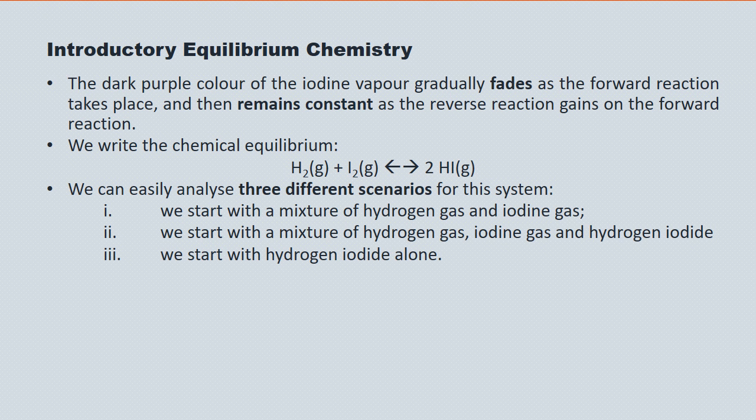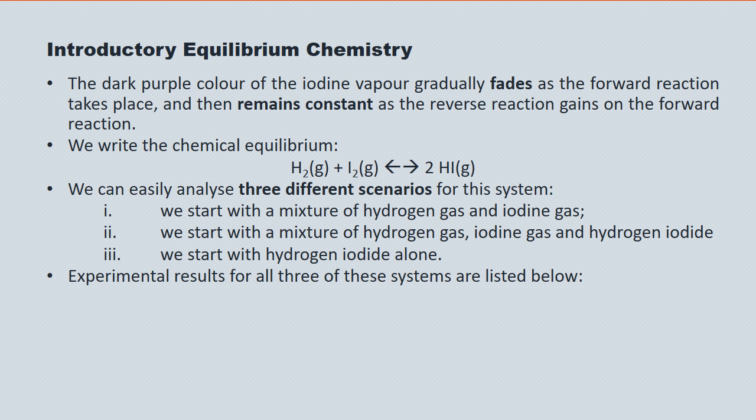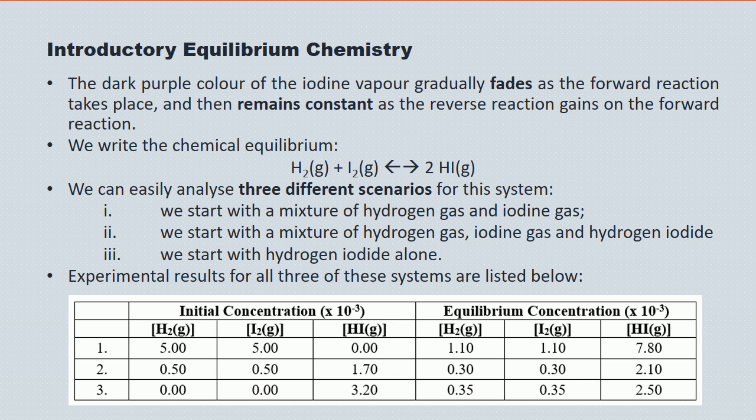So if you run these three experiments, here's an example of experimental results you might find. And you'll see there's three trials here. The first trial starts with just hydrogen and iodine gas. There's no hydrogen iodide. And these three columns correspond to initial concentrations. Equilibrium concentrations are here, and you'll see that in the end of the day, you've got a mixture of all three species present in solution.